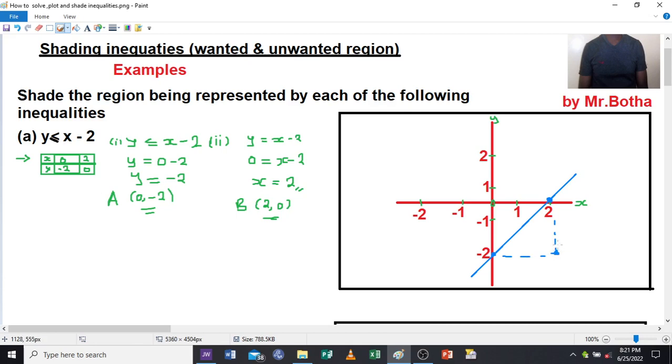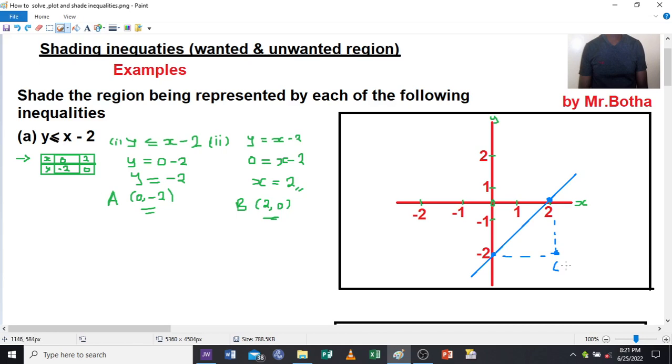Okay, so which means the statement that these 2 points are going to produce after we insert them in the inequality that we have, if it is in agreement with the sign that we have, then this is the wanted region. If not, then we shade otherwise. Okay, so let's test. That's 2 comma -2, right?